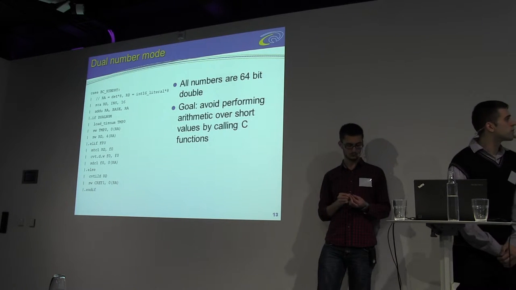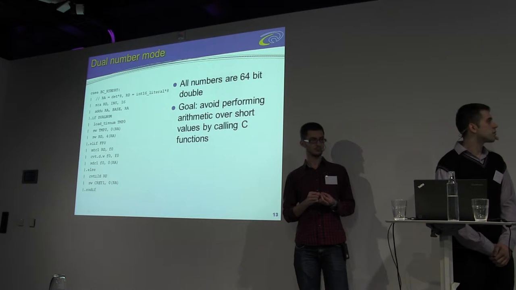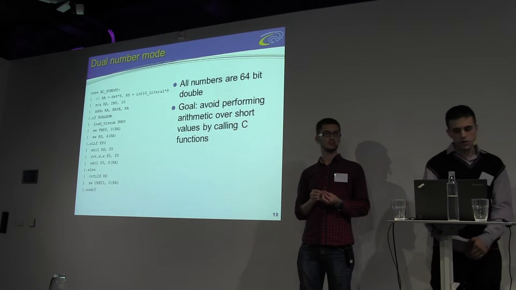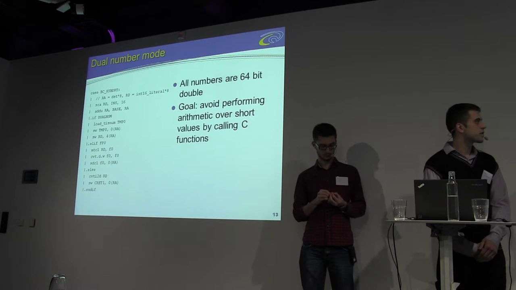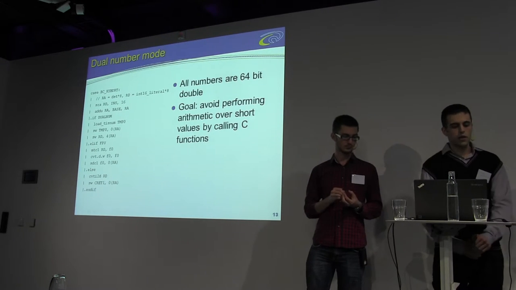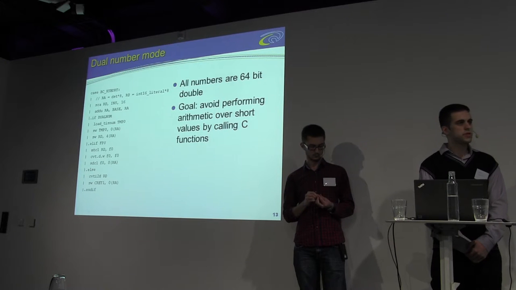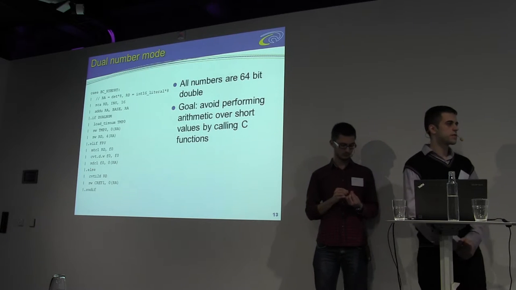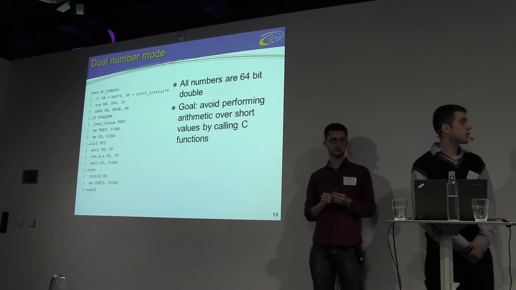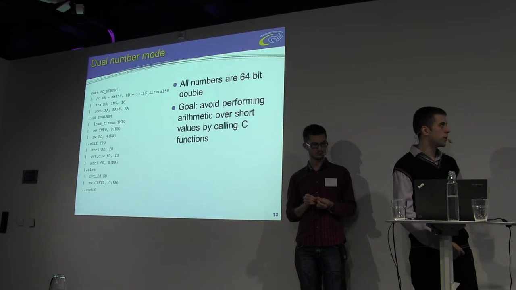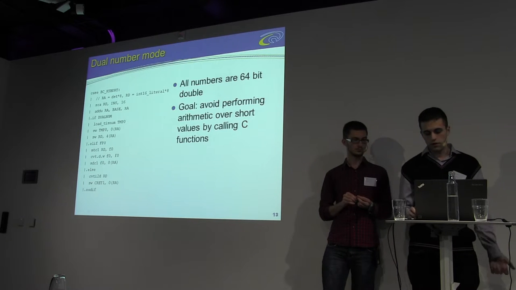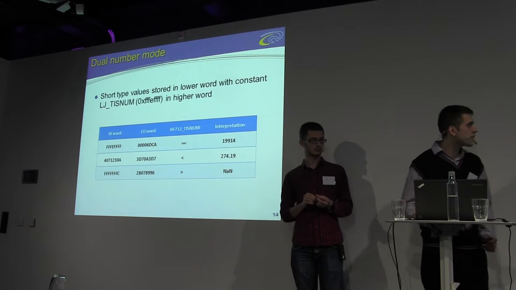Here we can see part of the code in which we entered those changes. So when dual num mode is active, a short type value will be stored in the lower word of a 64-bit value, while in the higher word a type value constant will be placed, and that's how we have another number representation.